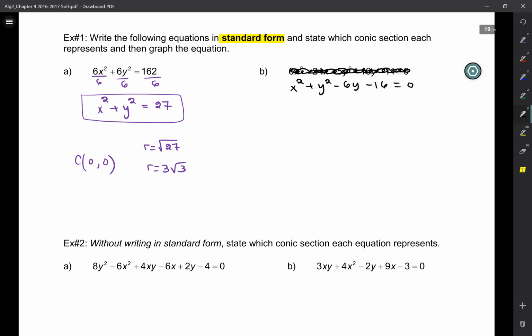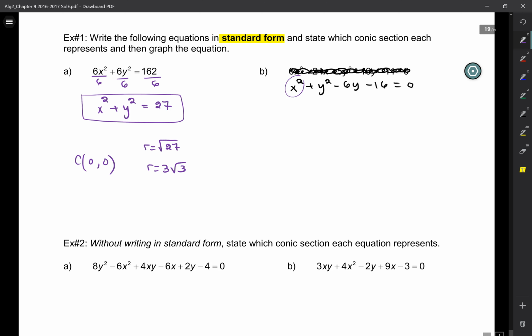I have a circle. Anybody else? Circle, going once, going twice. This could be a circle. Why is it a circle? X is squared, y is squared. What's the sign between x squared and y squared? Plus, and they have the same coefficient. So now let's put it in standard form though.